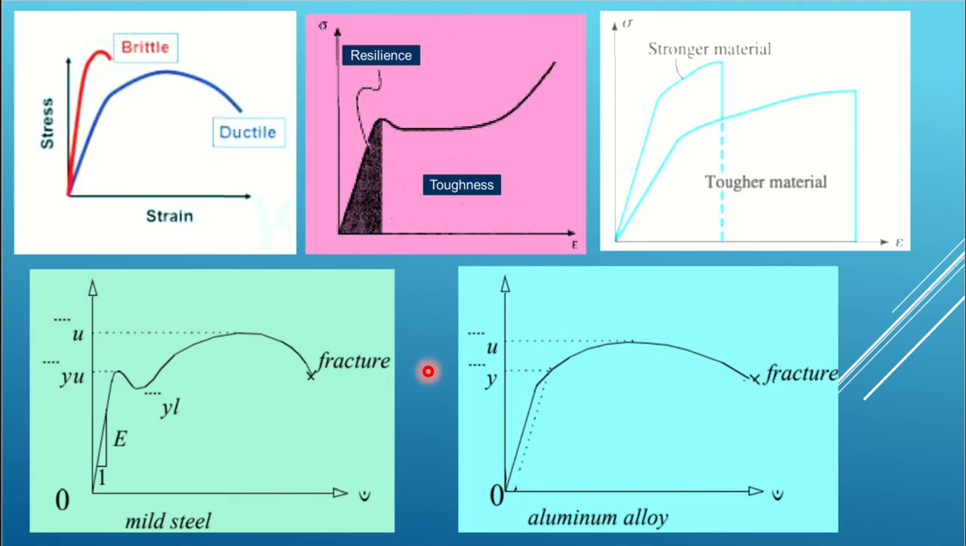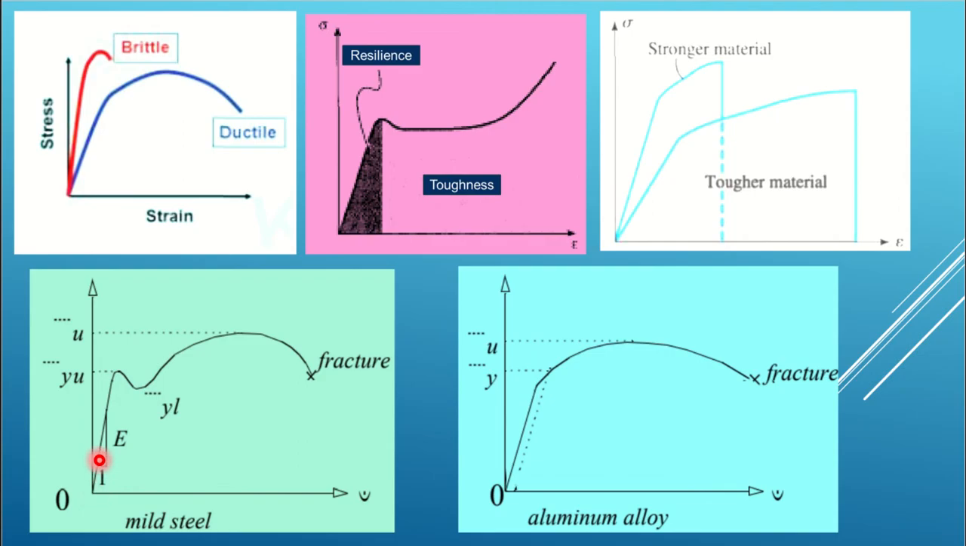The next two figures, this one and this one, are actually required. When a question comes like what is the effect of strain rate on the stress strain curves of aluminum, steel or copper, any of the three materials, because in module 5 it specified three materials: aluminum, steel and copper, definitely you need to know the stress strain curve of each. Here you can see the stress strain curve of mild steel. This is the normal stress strain curve of mild steel. Usually when we do a tensile test, the stress strain curve of mild steel looks like this.